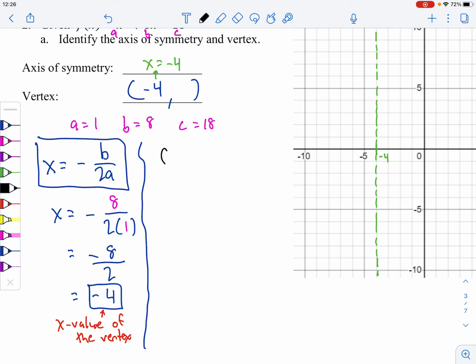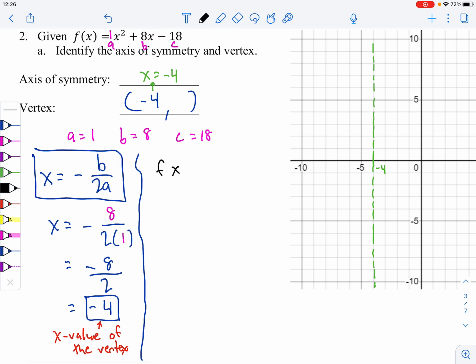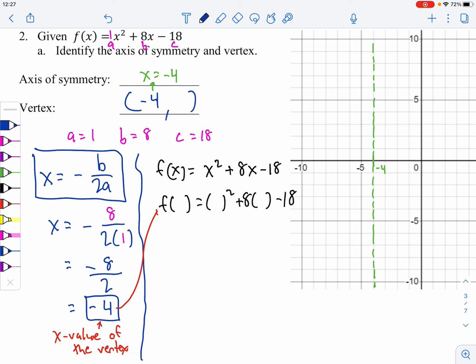Then we need to substitute, using our original equation, f of x equals x squared plus 8x minus 18. We're going to substitute this into our function to find the y value of the vertex. So f of, and I'll put a parentheses and just substitute it in there. Our x is negative 4, so f of negative 4, so negative 4 squared, 8 times negative 4.